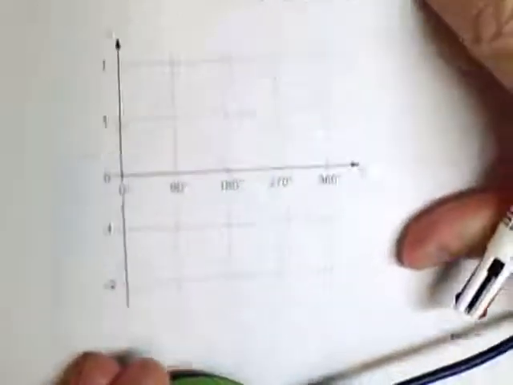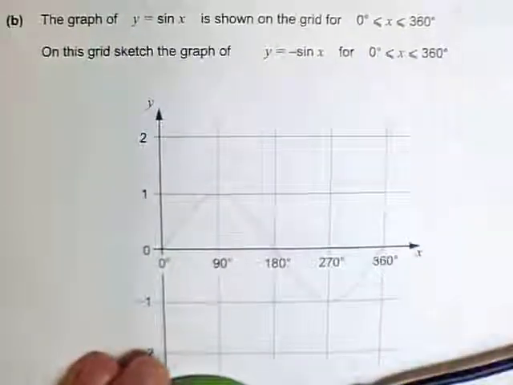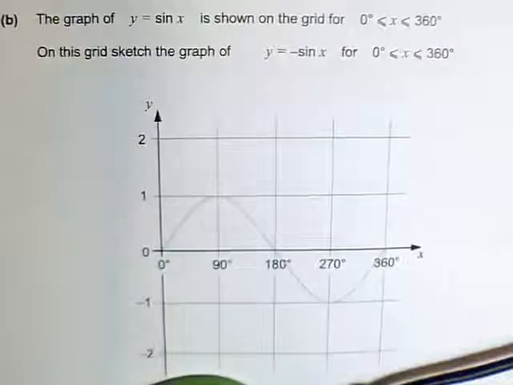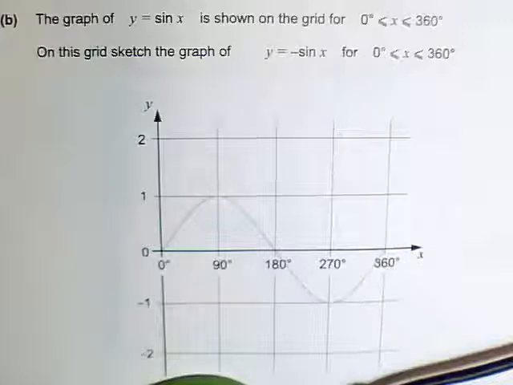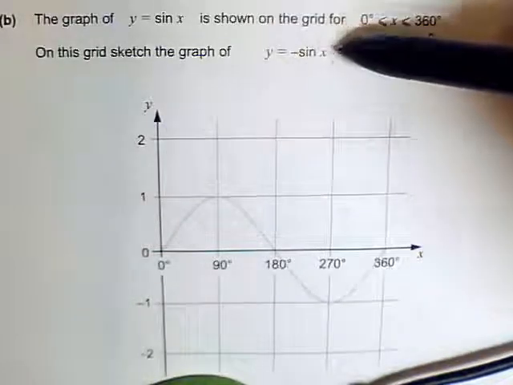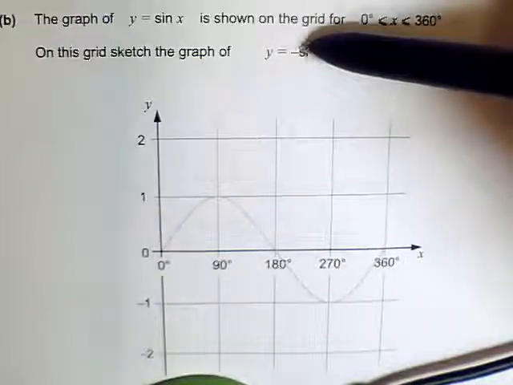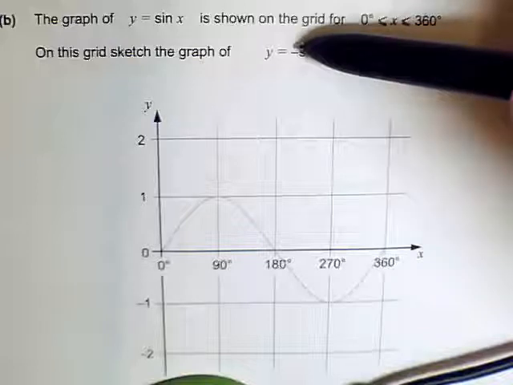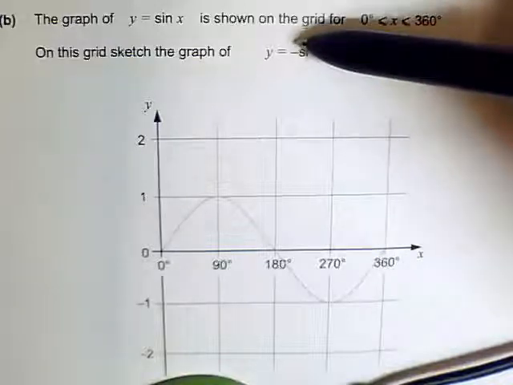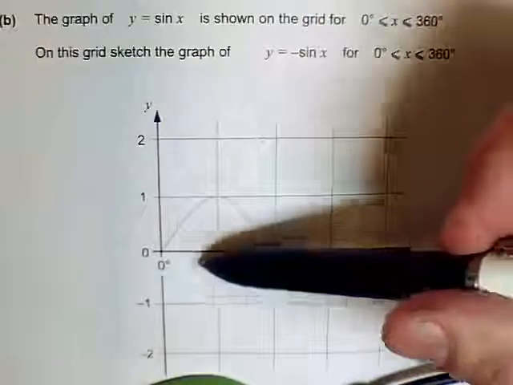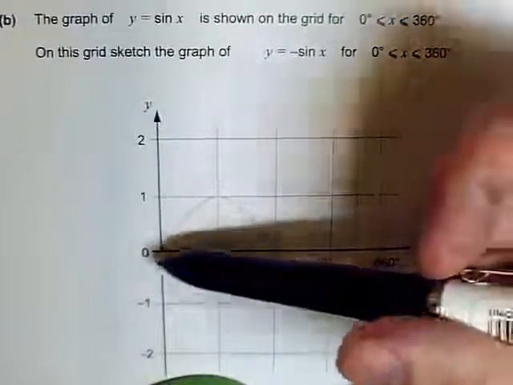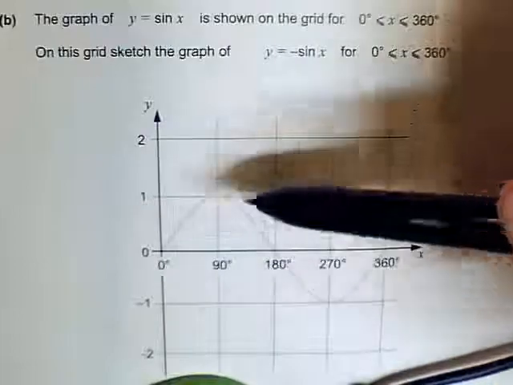Part B, it says, here's the graph y equals sine x. Draw the graph y equals minus sine x. So the minus is in front of the expression, so it's affecting the y's. So it is a reflection in the x-axis.